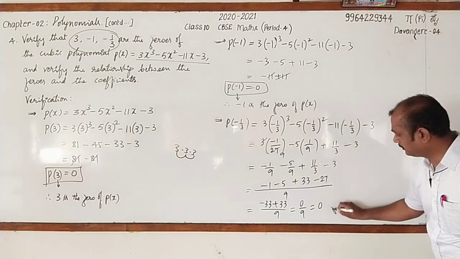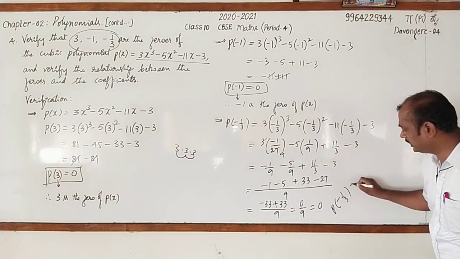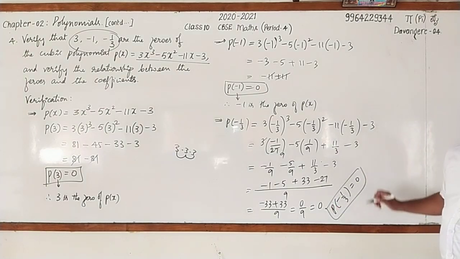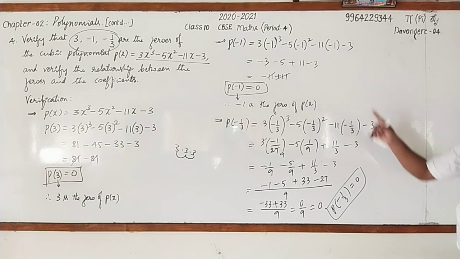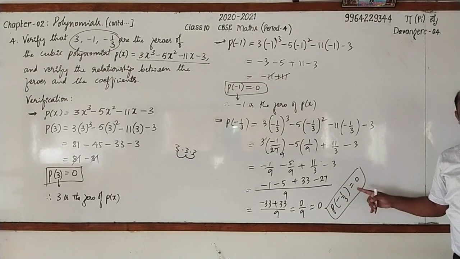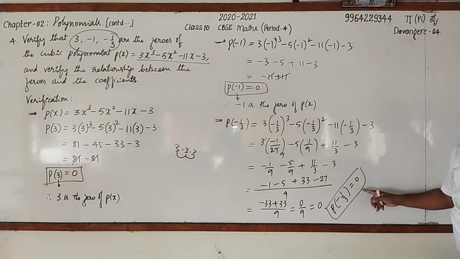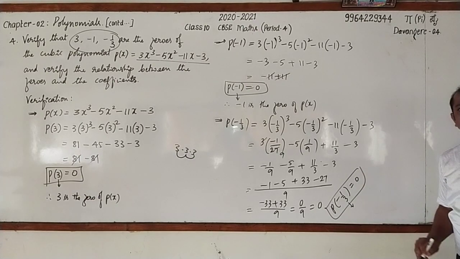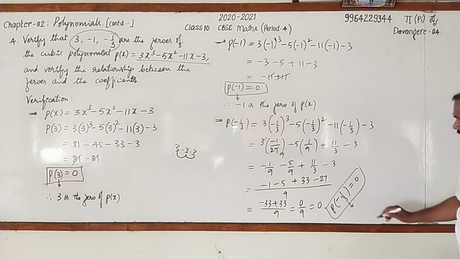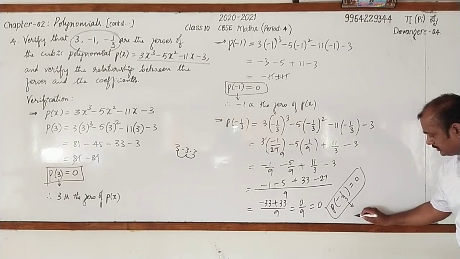Now here I'll write P(−1/3) equal to 0. The value of the given cubic polynomial is 0 when x is −1/3. Followed? Then what do you say about −1/3? That is the zero of the polynomial. Here I'll write.